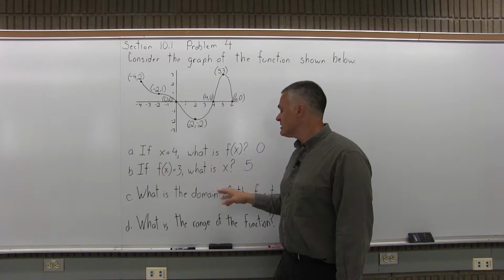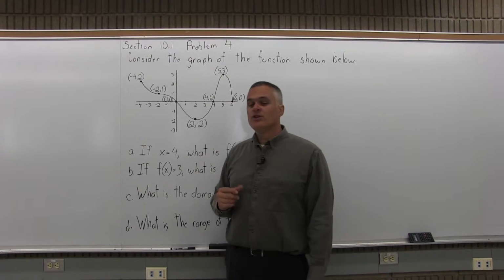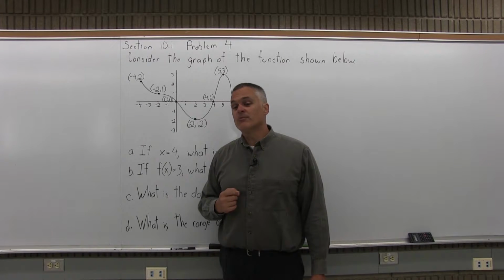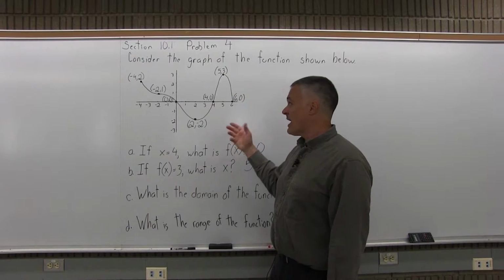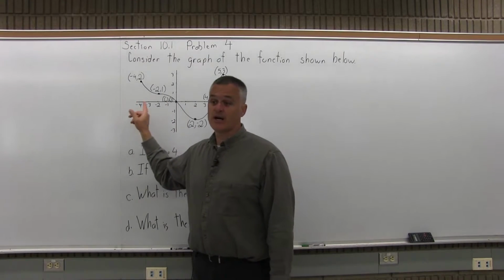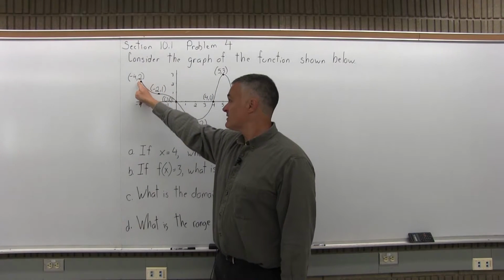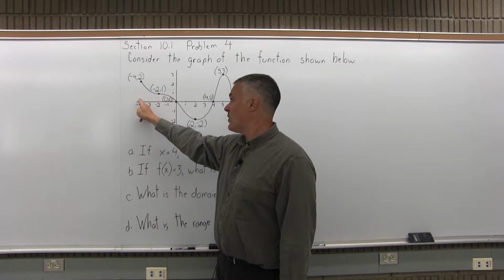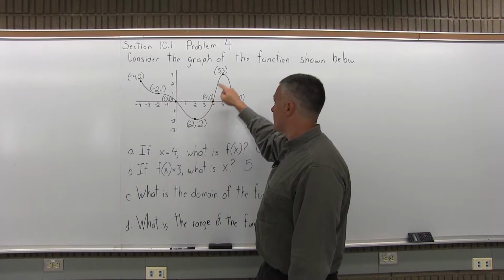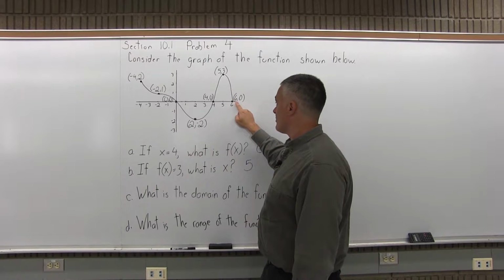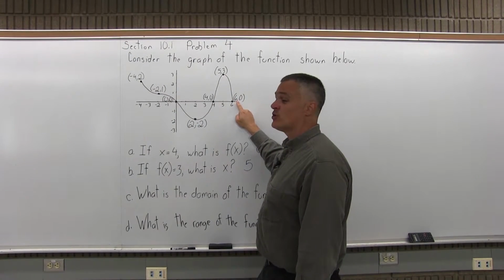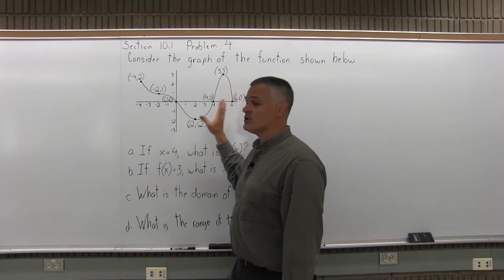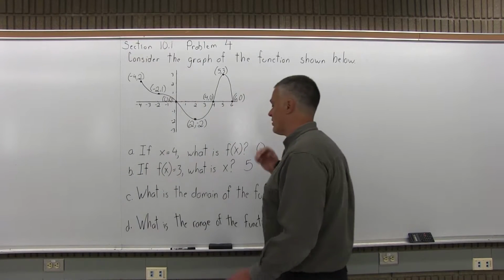Part C, what is the domain of the function? The domain is what you can use as an input value. In terms of seeing the graph, it's what x values are covered by the graph. The first x value on this graph is -4, and it continues along until the very rightmost point on the graph, which is labeled with a point that has an x-coordinate of 6. The y-coordinates don't matter in terms of determining what the domain is.